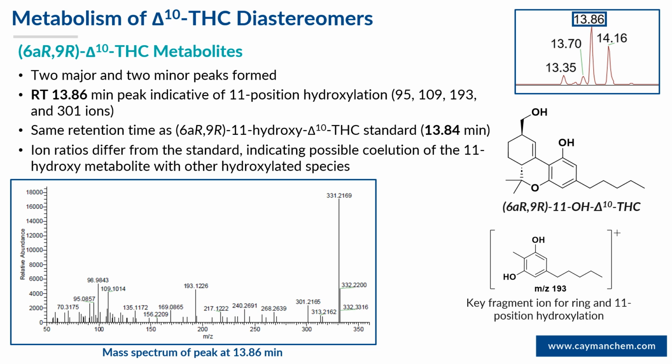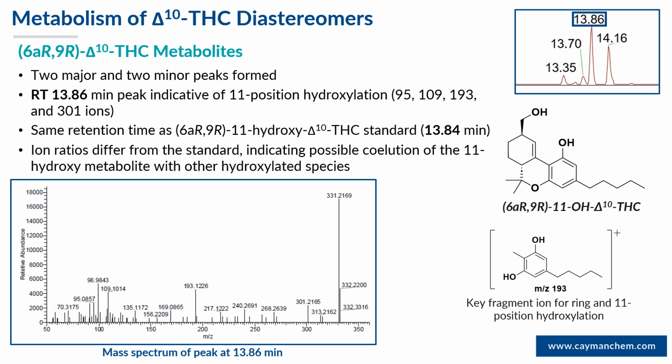Our chromatogram showed us that two major and two minor peaks formed, and we're going to focus first on the retention time 13.86 minute peak. The mass spec data shows that we have likely formed the 11th position hydroxylated metabolite based on the formation of ions 95, 109, 301, and specifically 193, which is the base peak of our reference standard, the 6AR9R 11-hydroxy-Δ10 standard. We also have consistent retention times between the standard at 13.84 minutes and the newly formed metabolite at 13.86 minutes.